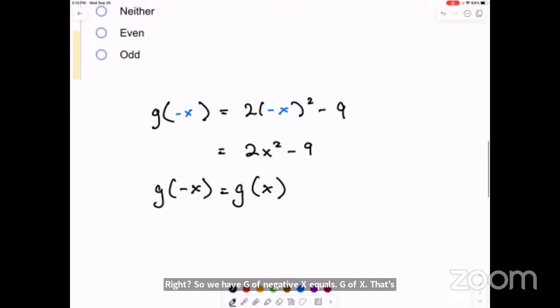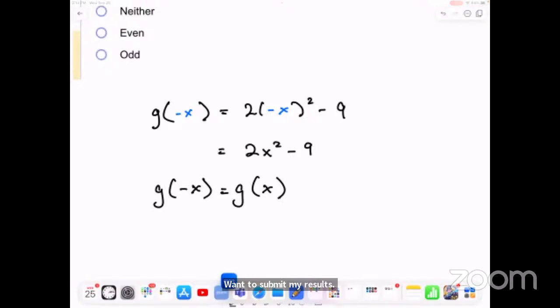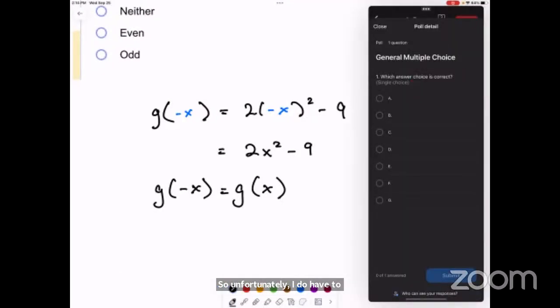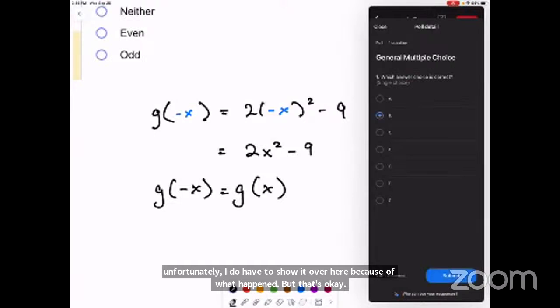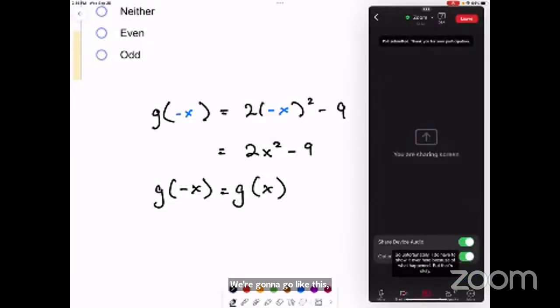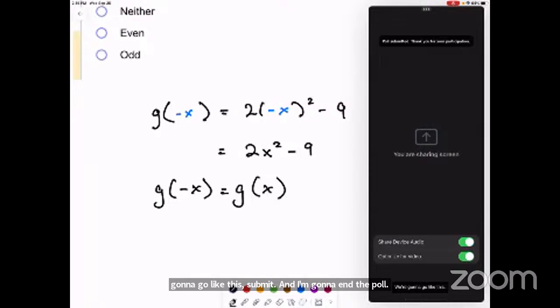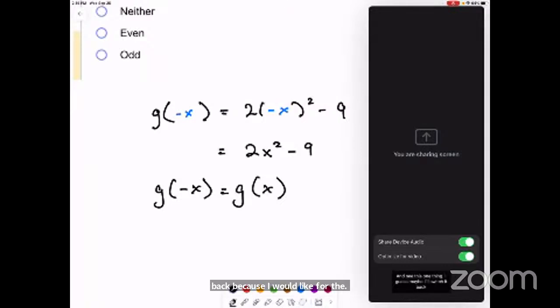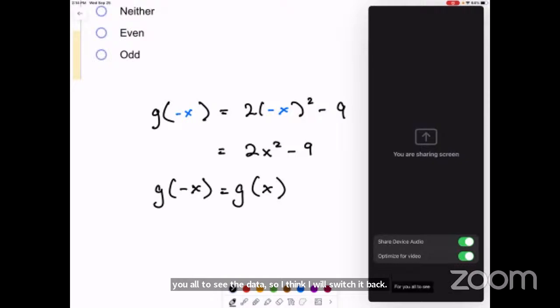I want to submit my results. So unfortunately, I do have to show it over here because of where I have it, but that's okay. I'm going to go like this, submit, and I'm going to end the poll. Okay, we got some. I like the data. I can see our data. Now, see, that's one thing. I guess maybe I'll switch it back because I would like for you all to see the data. So I think I will switch it back. Let me go ahead and do that now. I'll do it after this question.